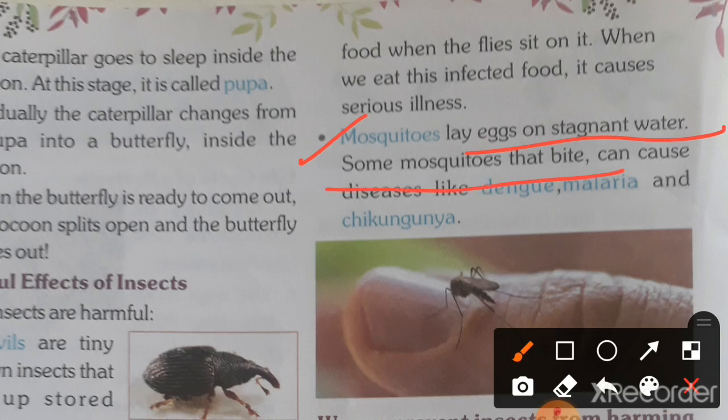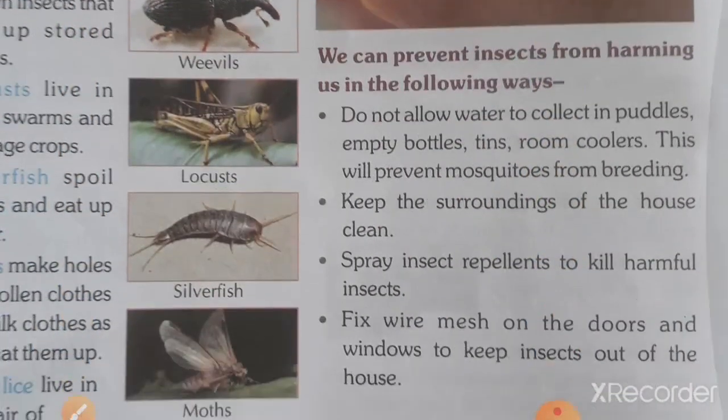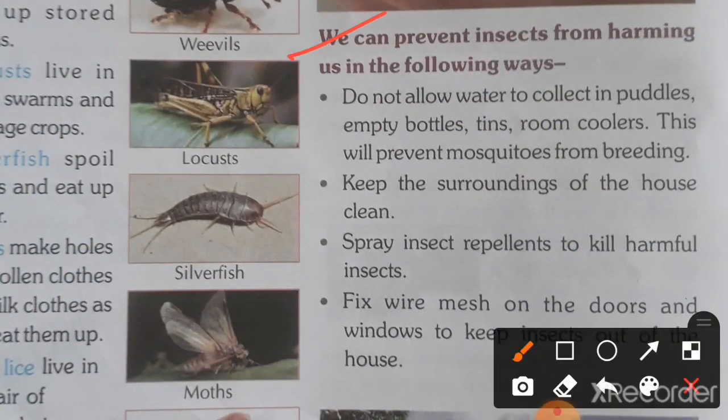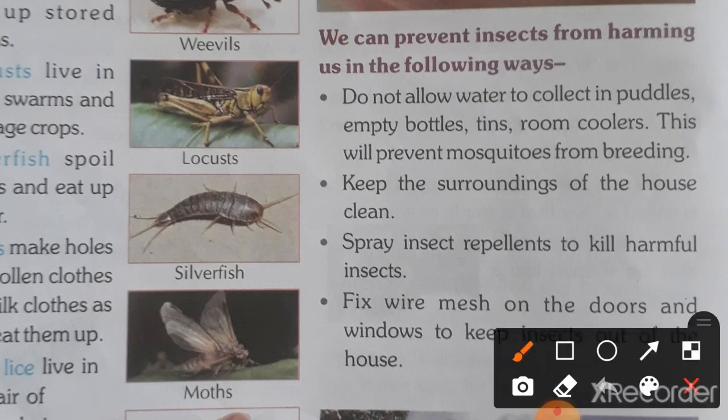Some mosquitoes that bite can cause diseases like dengue, malaria and chikungunya. So mosquitoes are also harmful. They cause dengue, malaria and chikungunya. Now what are the ways to prevent insects from harming us? Follow these ways. Number first, do not allow water to collect in puddles, empty bottles, tins, room coolers.